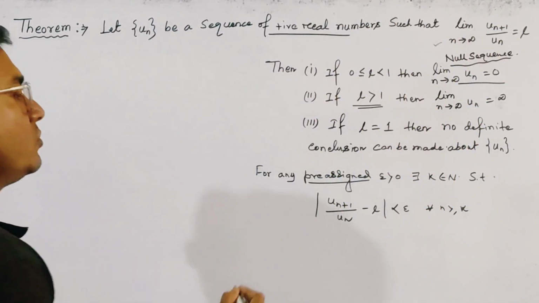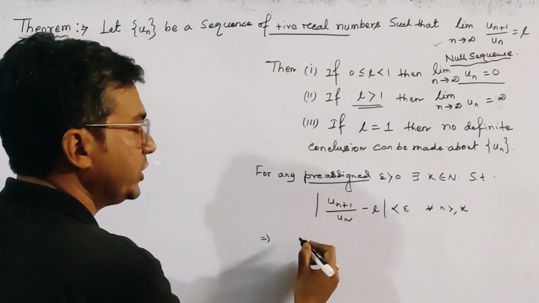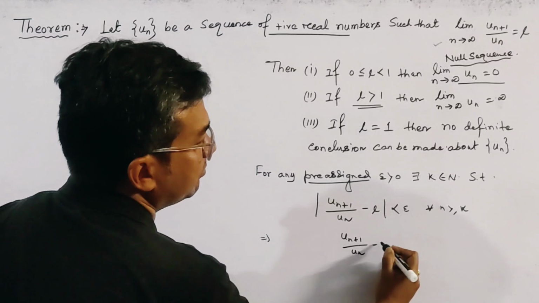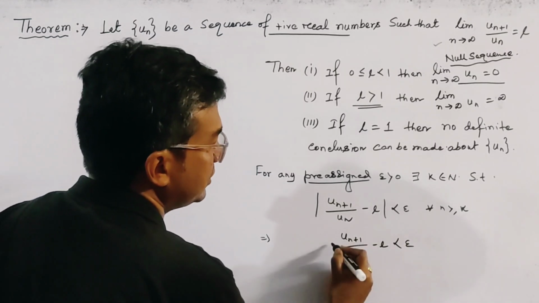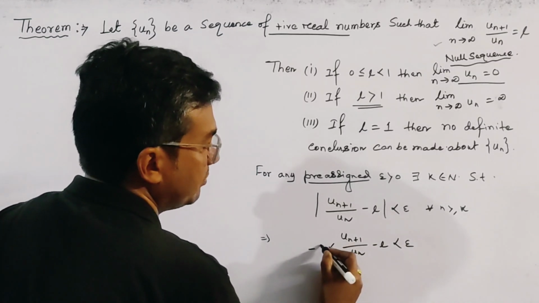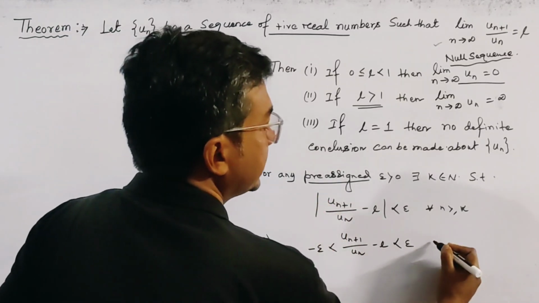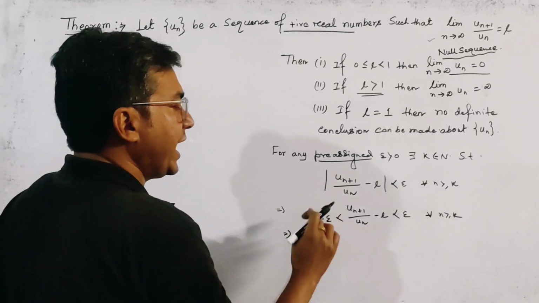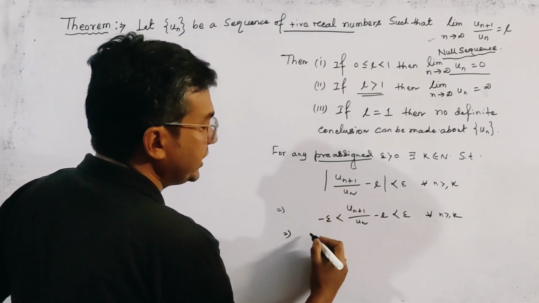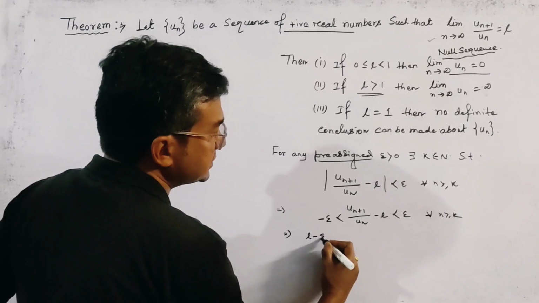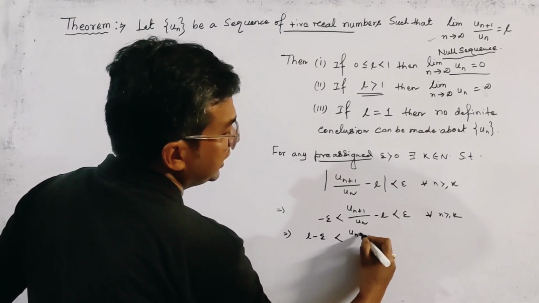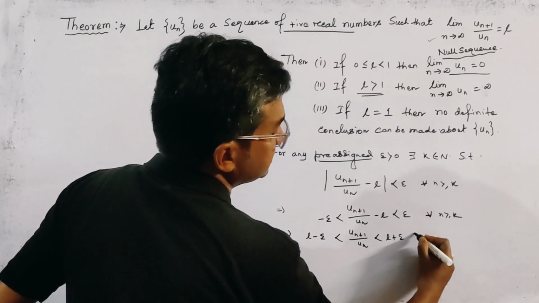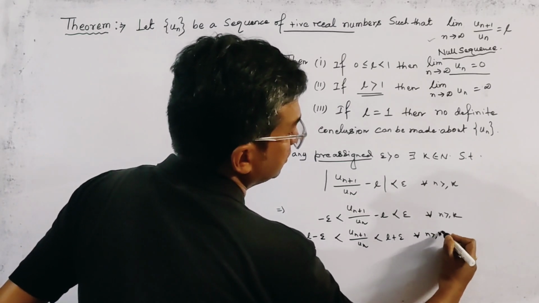Okay. Now expanding the modulus, we get the result as: un plus 1 by un minus L is less than epsilon and greater than minus epsilon, for n greater than or equal to k. Now we add L to all 3 parts and we get the result as L minus epsilon less than un plus 1 by un less than L plus epsilon. This is also for all n greater than or equal to k.